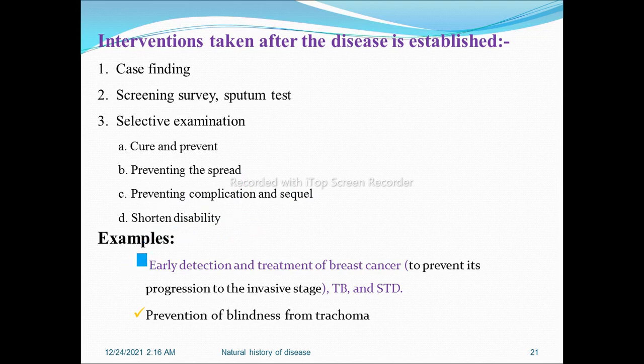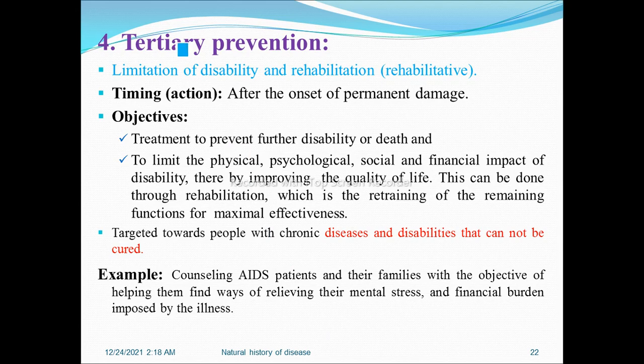All these are interventions. For instance, examples of secondary prevention are early detection and treatment of breast cancer, to prevent its progression to a more advanced or invasive stage, early detection and treatment of TB and sexually transmitted diseases, and prevention of blindness from glaucoma. All these are examples of secondary prevention. So for tertiary prevention, tertiary prevention is limitation of disability and rehabilitation.